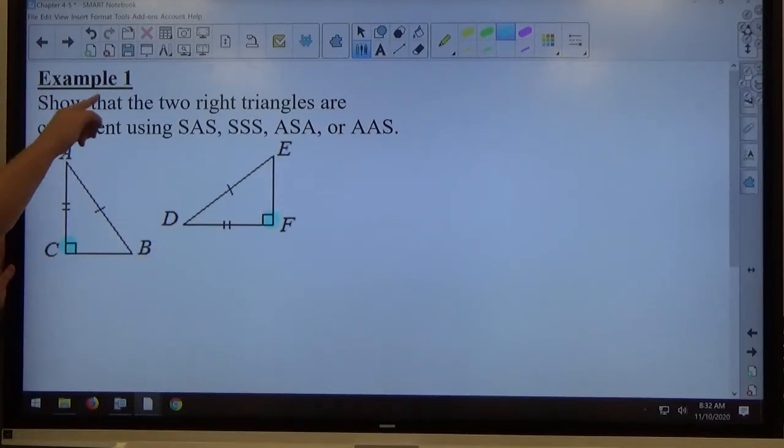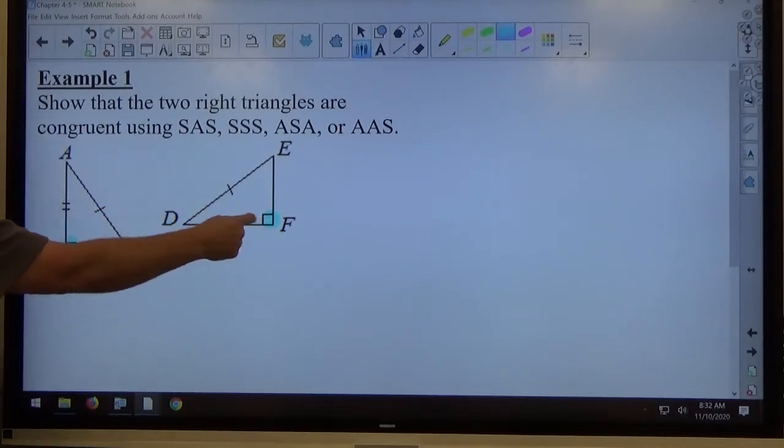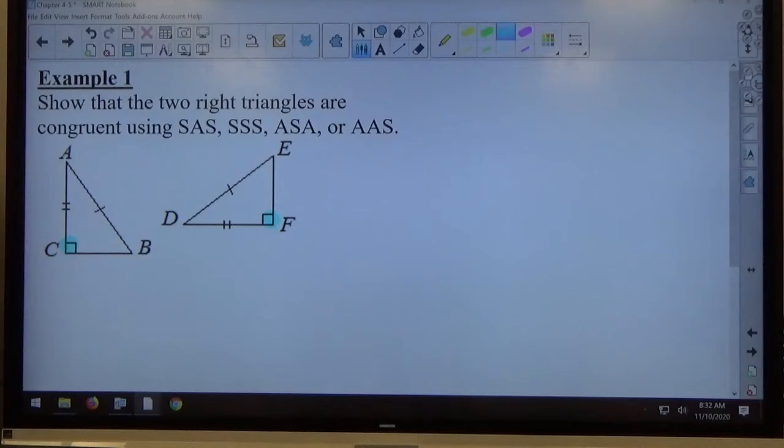But we want to relate it back to something we already know how to use: side, angle, side; side, side, side; side, angle, side; or angle, angle, side. All we know, beyond the fact that these two sides are congruent, these two sides are congruent, and these two angles are both right angles, which means they're also congruent, is that they're right triangles. So what I need to do is use that right triangle idea to see if anything else might be true about these two triangles.